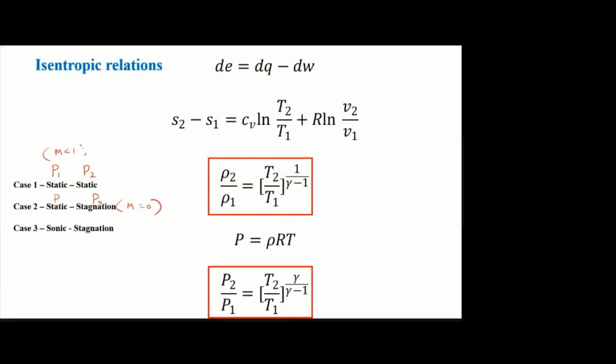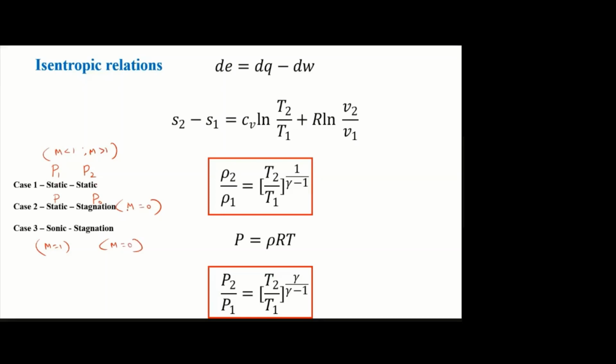So static means Mach number can be less than 1 or greater than 1. It can be subsonic or supersonic. And stagnation means Mach number is 0. And sonic, Mach number will be 1. Stagnation, Mach number will be 0.